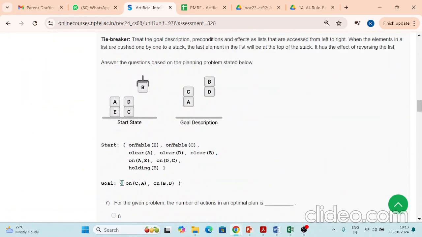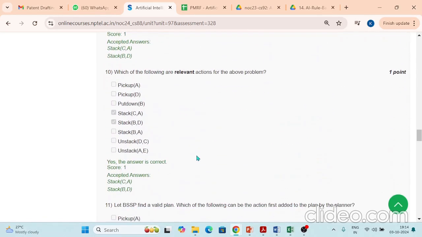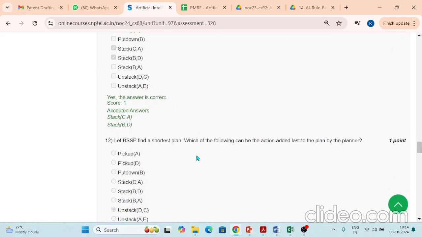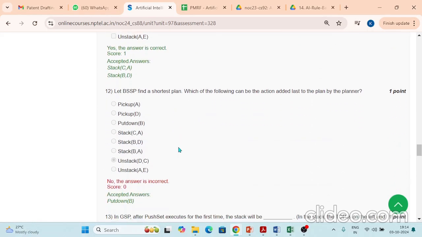Consider this one as our goal, and if there is any common element, then it is relevant, meaning that if I perform that action A, I can reach the goal state. For holding B, I'm not adding anything new to the goal, that's why it is not relevant. That's why we didn't keep the put down.